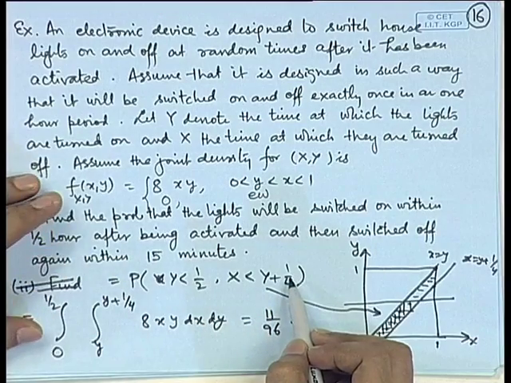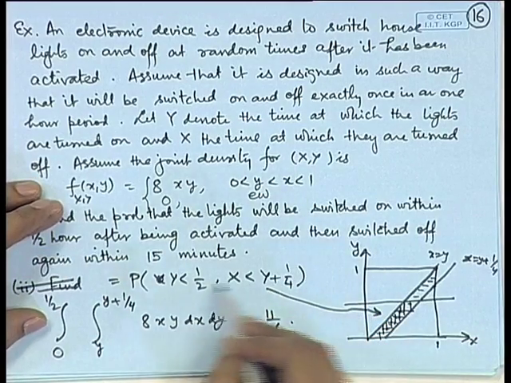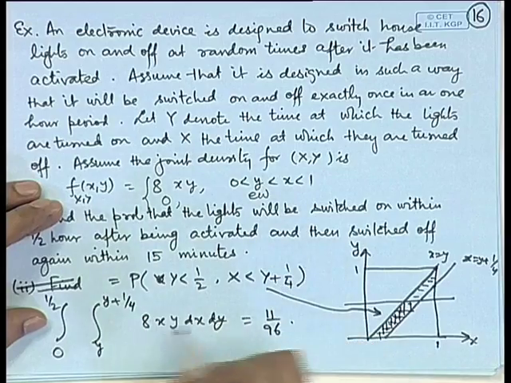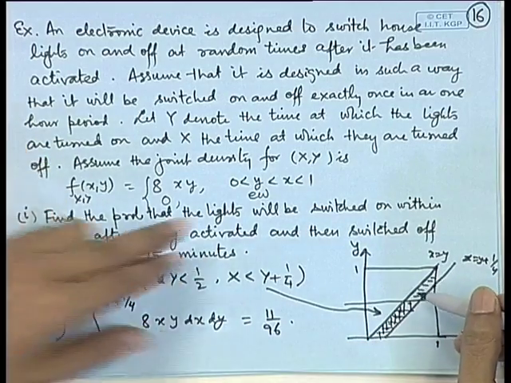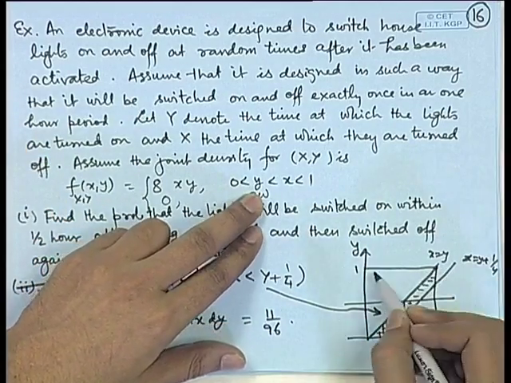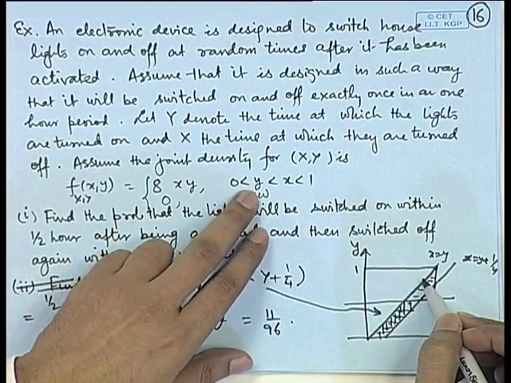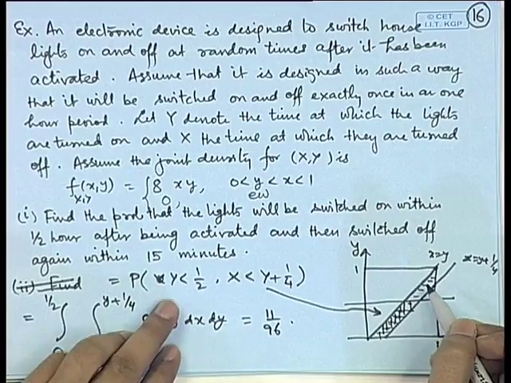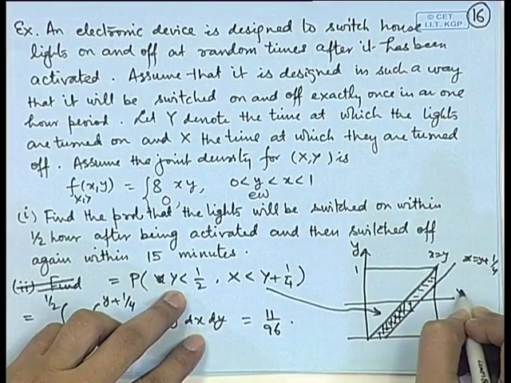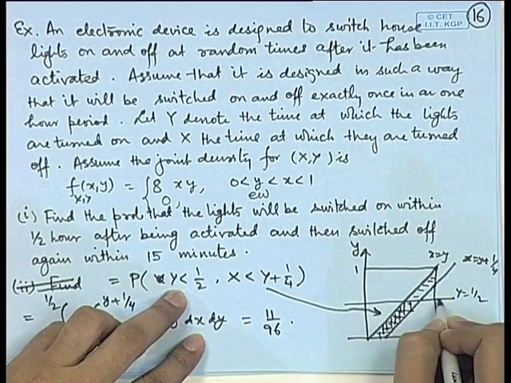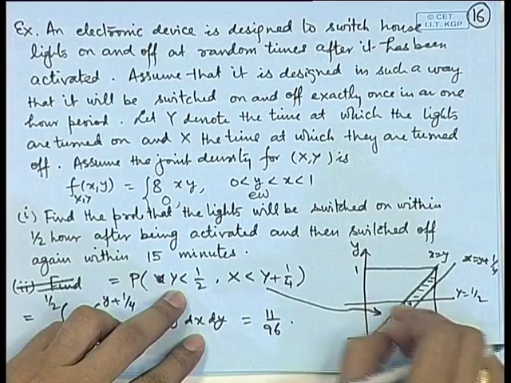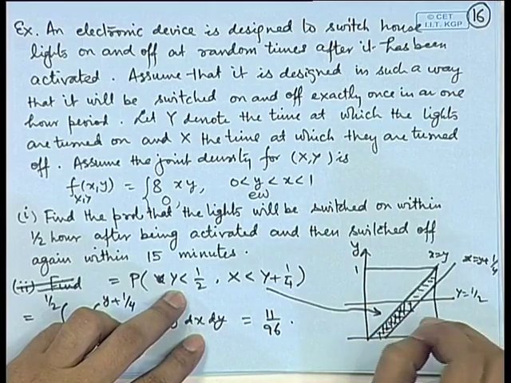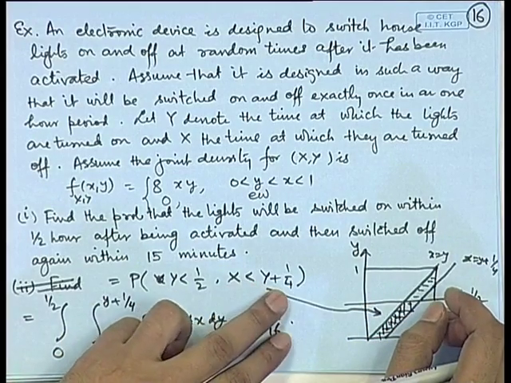Now, to determine this probability, we look at the region of integration of the density. You see here that in a unit square, the density is defined for y less than x, that is this region. Now, here y less than half means that we are in the bottom region, and x is less than y plus 1 by 4.